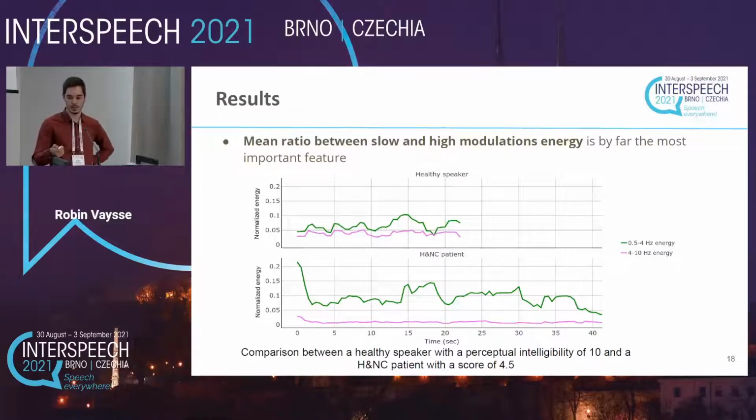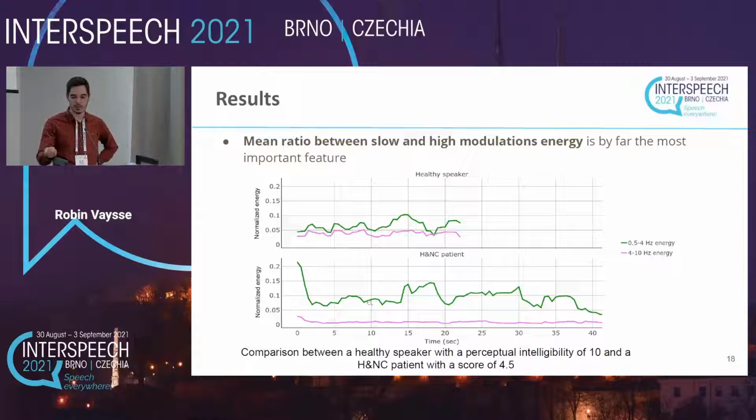So here we have an example. I'm sorry I can't make you listen to an example, but here we have a control speaker with an intelligibility of 10, and the green curve is the 0.5 to 4 hertz energy, and the pink one is the 4 to 10 hertz energy. And below we have a head and neck cancer patient with an intelligibility score of 4.5, and we can see that their curves are really different.